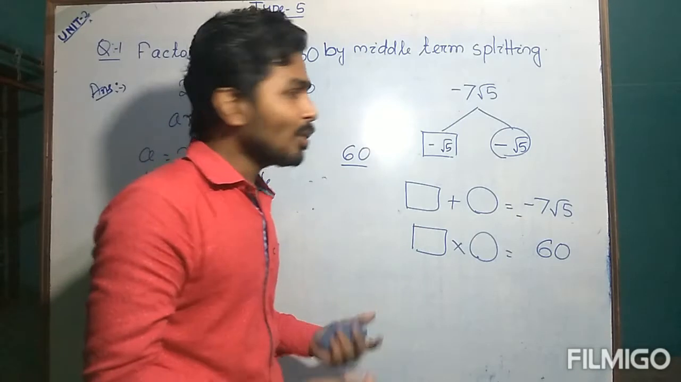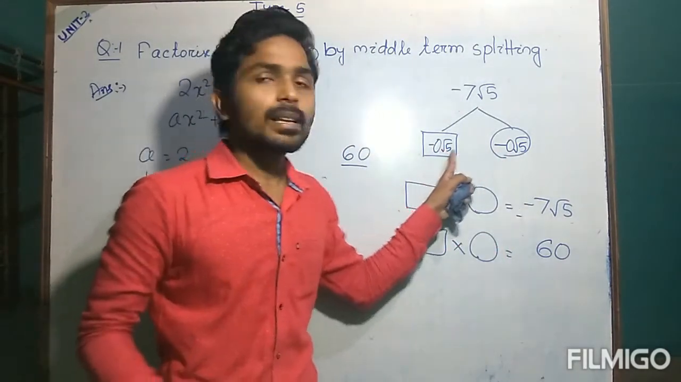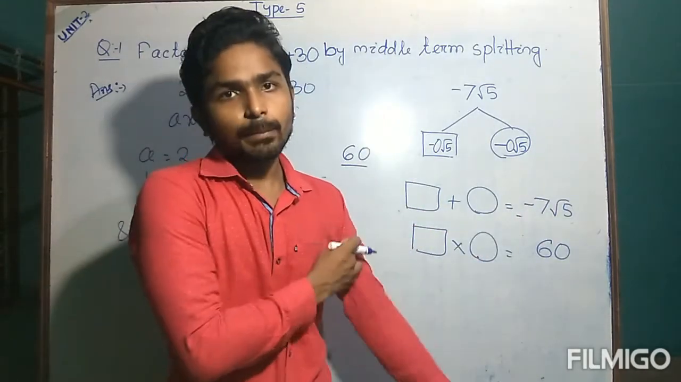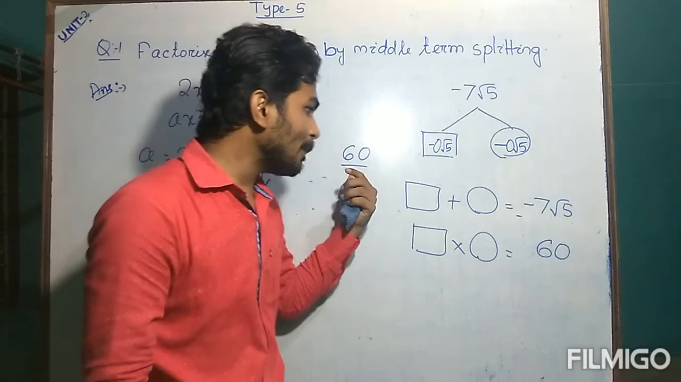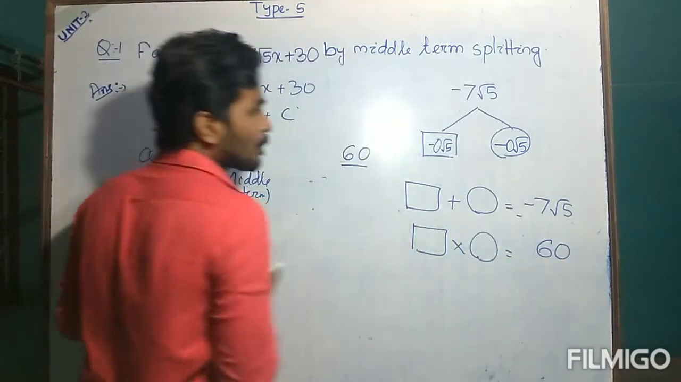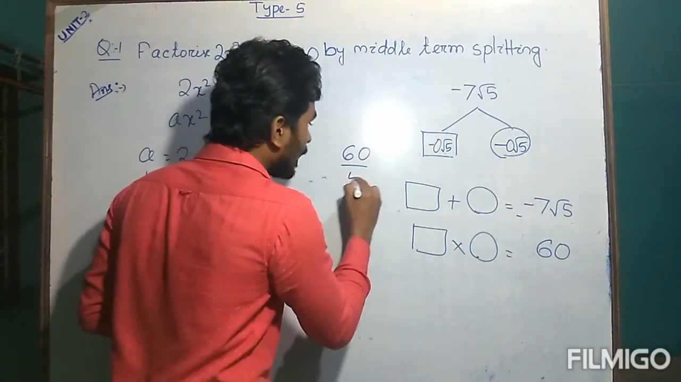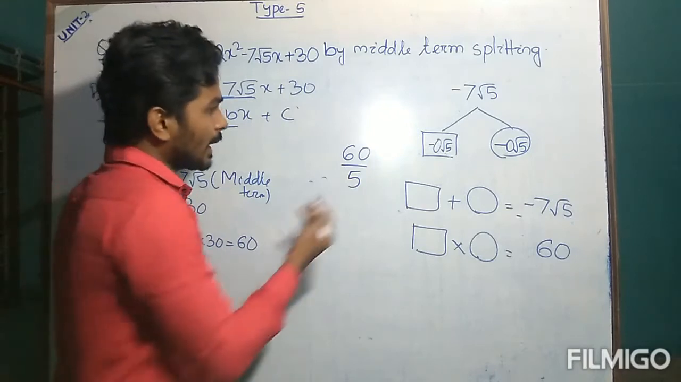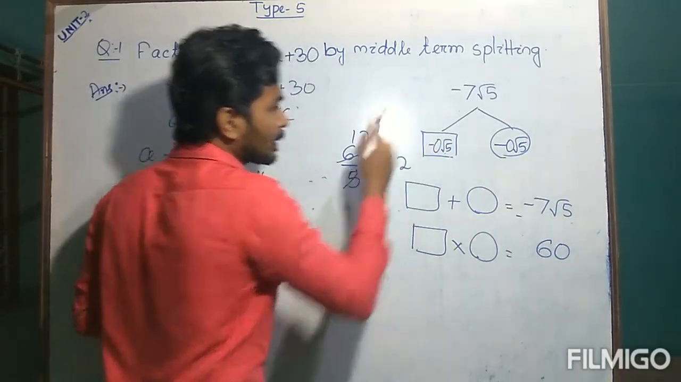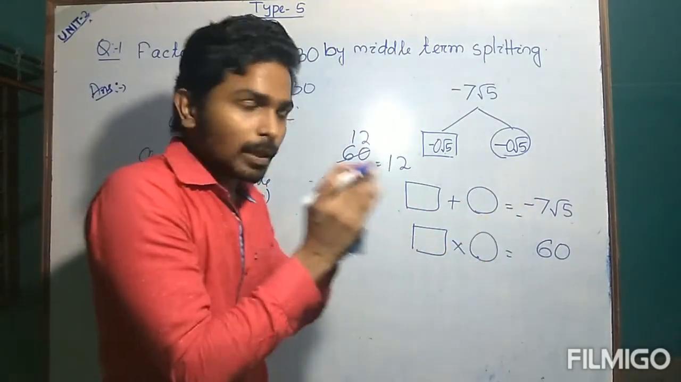But we do not know what the rational parts included with this root 5 should be. We have to find that rational part. How? By using a simple trick. See, we have to divide this 60 by root 5 into root 5, which is 5. So divide 60 by 5. Hence we have 12. Now this large number has been reduced into a smaller part.